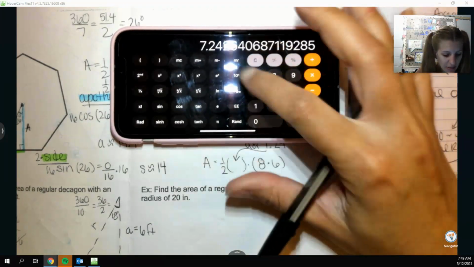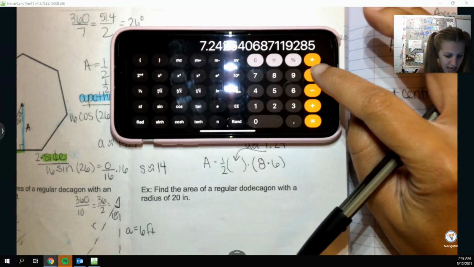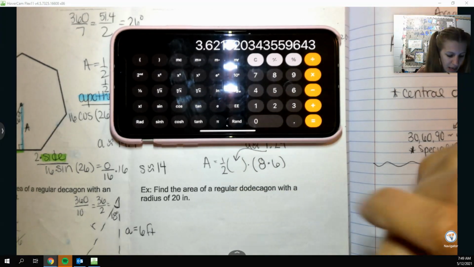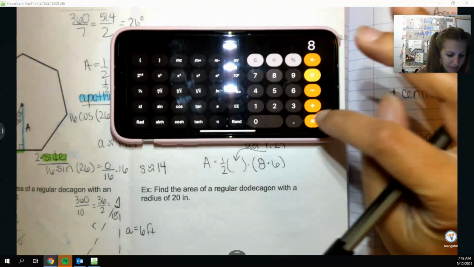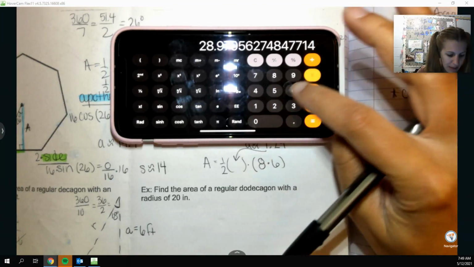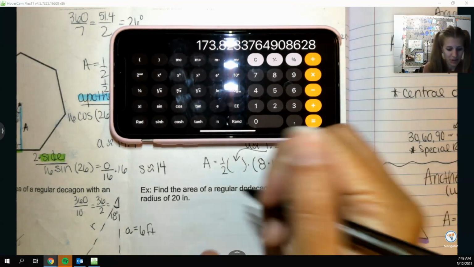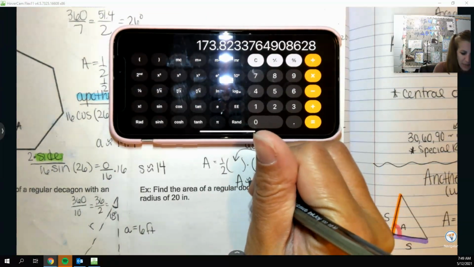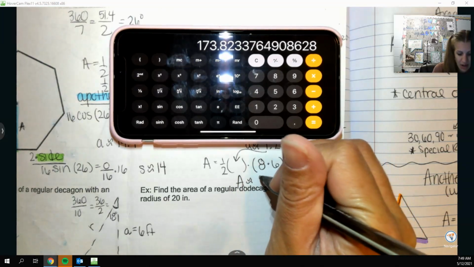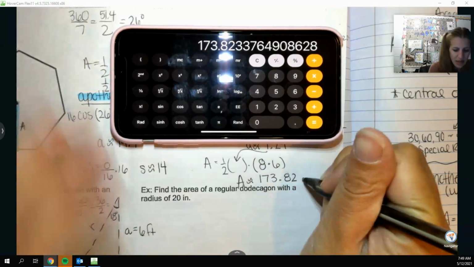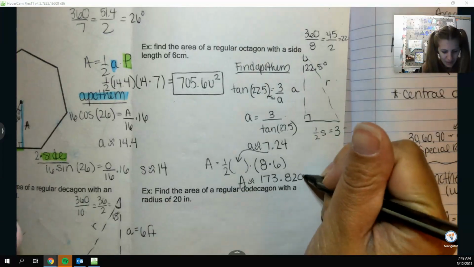So I can take my apothem and divide it by 2, like take half. Then I'm going to multiply by 8. And then I'm going to multiply by 6. You can go in any order there. So that's why I did it in a weirder way. So area is approximately, and now I'm going to have to round, 173.82 centimeters squared.